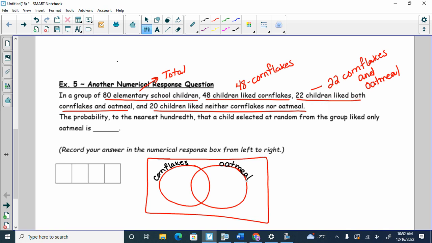Okay. So, how many are in both? 22, so that goes in the middle. Now, the 48 that like cornflakes, is that cornflakes only? So I have to subtract. What do I get? Then the oatmeal people. We don't know how many. How many are the 20? Where does that go? Into the neither, so that's on the outside. And what do these have to add up to? 80. So we have 20, 46, 66, 68. So this is?